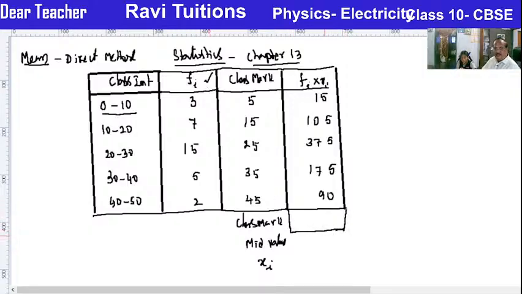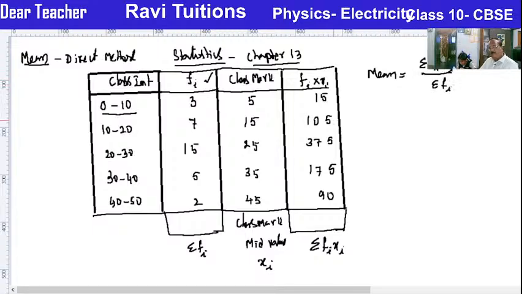If you add this, you will be getting sigma fi xi. So this also you should add. Even this also you should write properly. You have to add sigma fi xi, because the mean formula is sigma fi xi by sigma fi. This is the formula. So now if you add all these fi xi, you will be getting sigma fi.